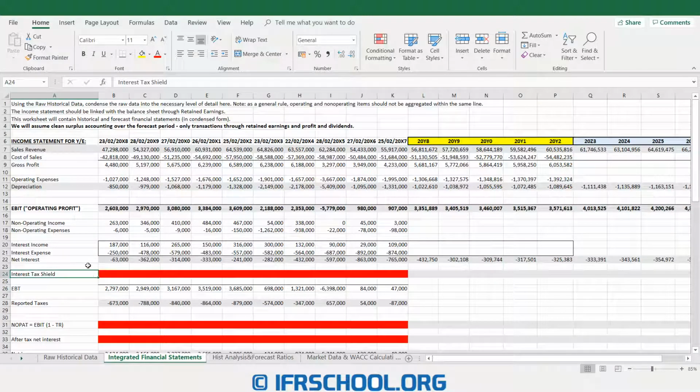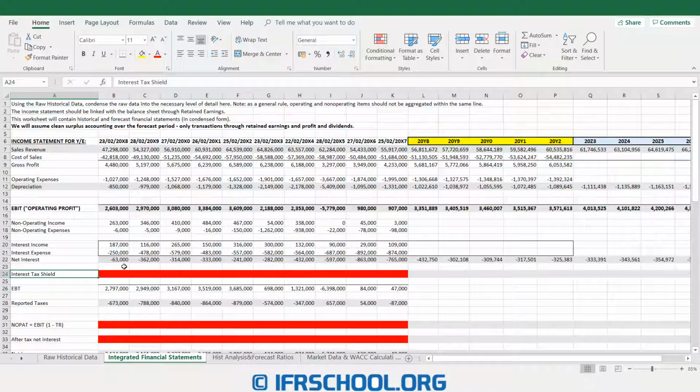Interest tax shield represents the tax saving from being able to deduct interest payments in the company's corporation tax computation. The amount of the tax saving is calculated by multiplying the deduction, that is net interest expense, by the effective tax rate. Remember, one advantage that debt has over equity as a source of finance is it is cheaper. It is cheaper because interest payments can be deducted in the corporation tax computation.